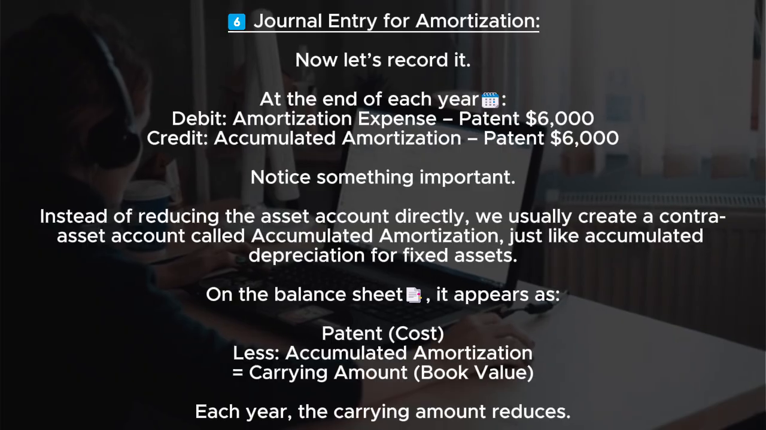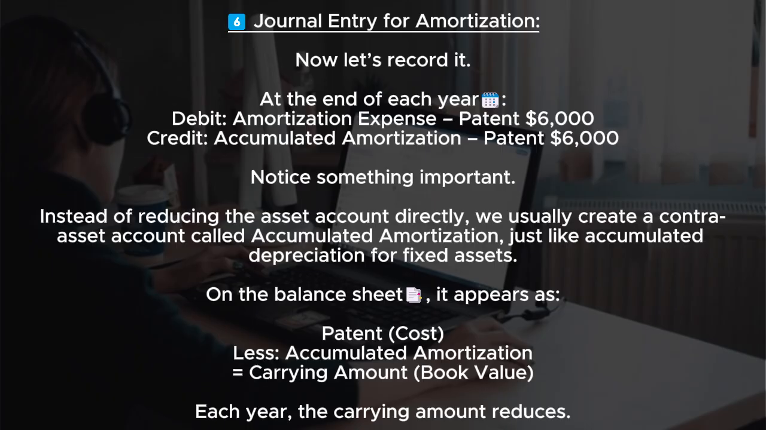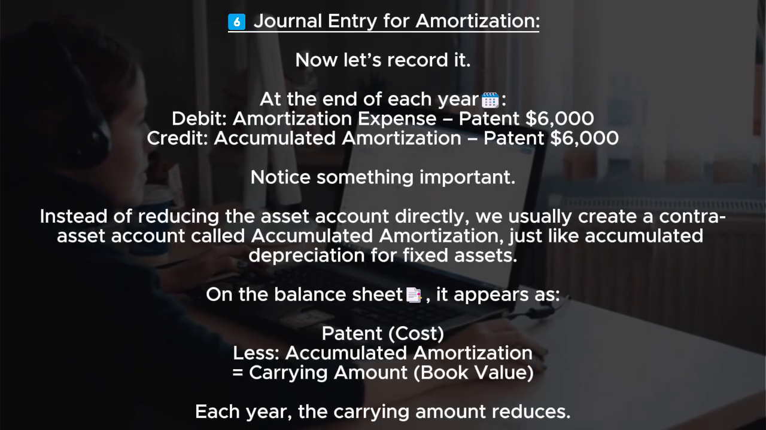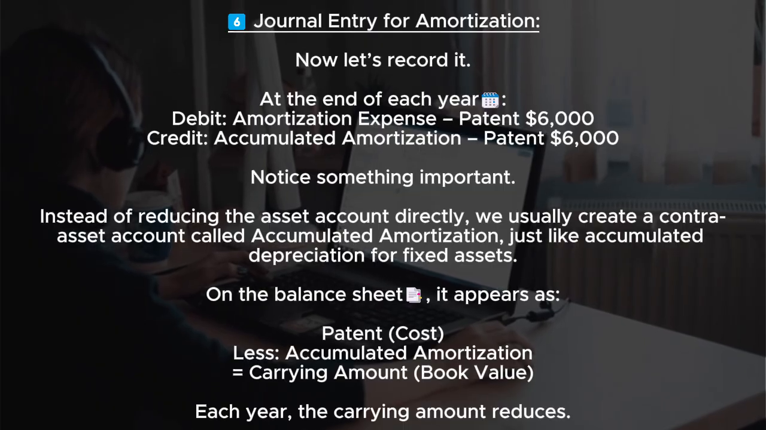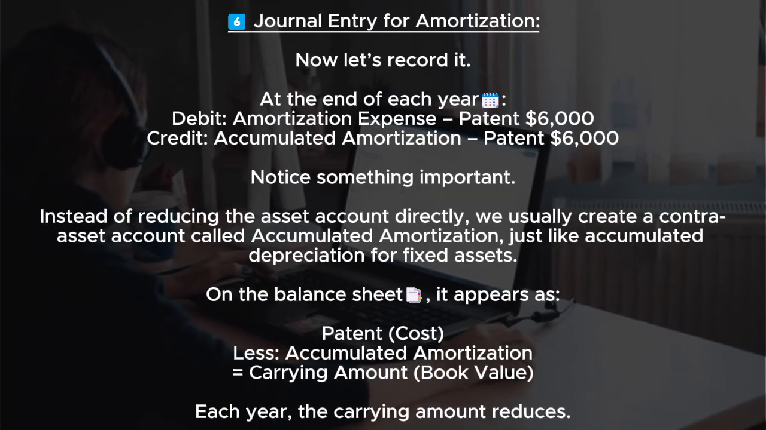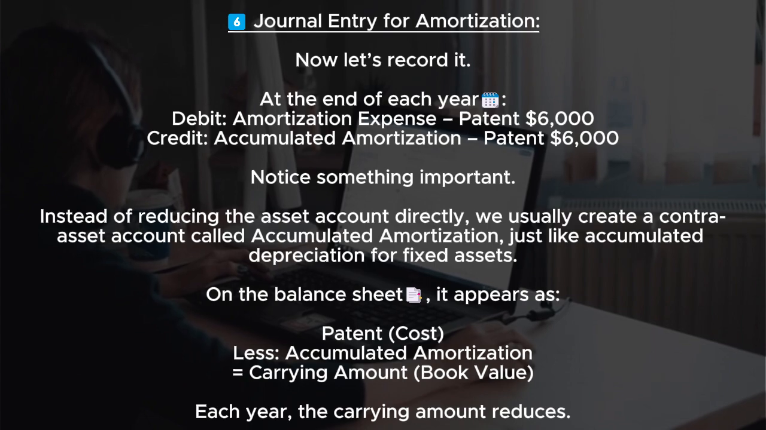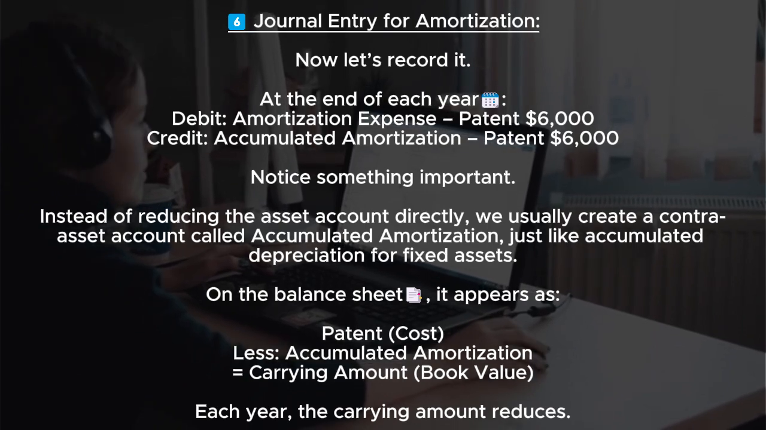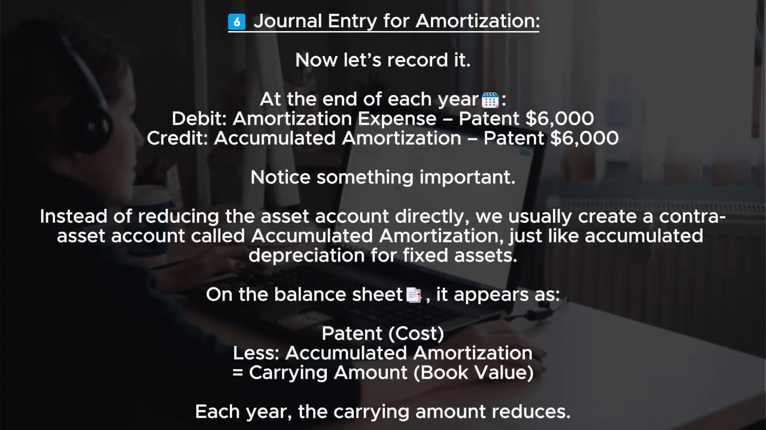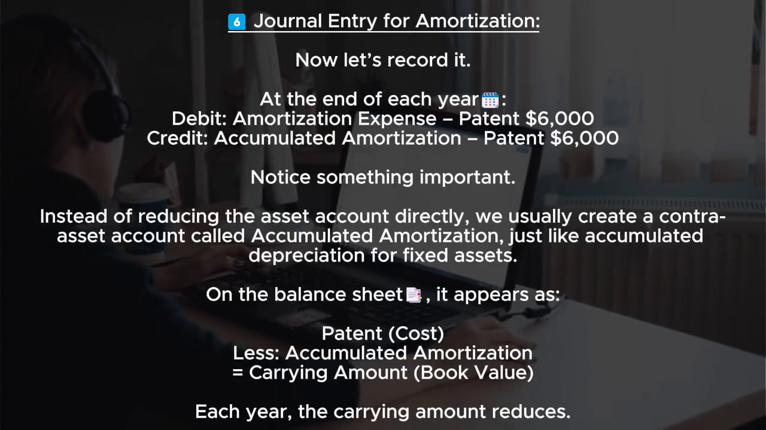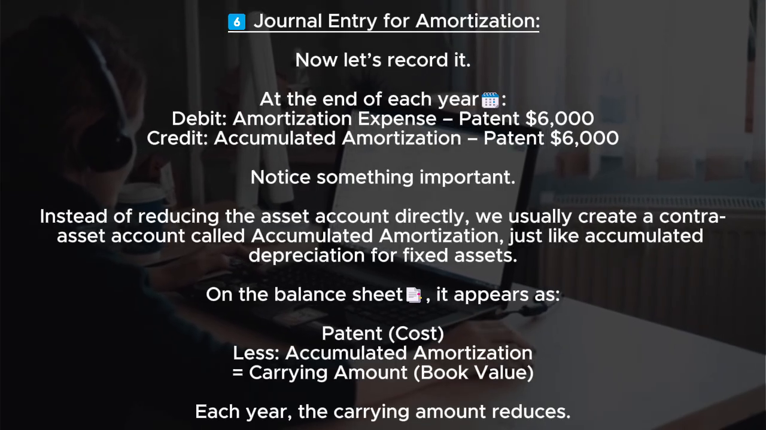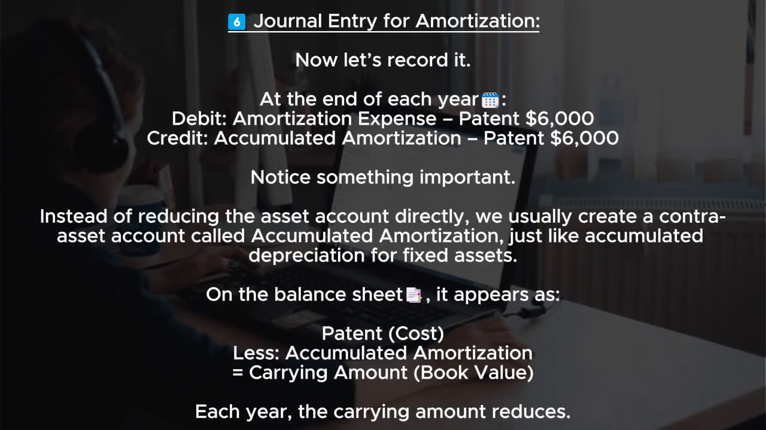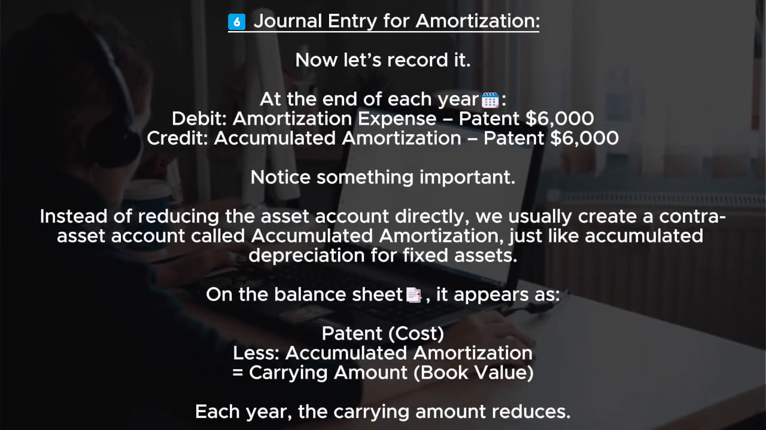6. Journal entry for amortization. Now let's record it. At the end of each year, debit, amortization expense, patent $6,000. Credit, accumulated amortization, patent $6,000. Notice something important. Instead of reducing the asset account directly, we usually create a contra-asset account called accumulated amortization, just like accumulated depreciation for fixed assets. On the balance sheet, it appears as patent cost less accumulated amortization equals carrying amount, book value. Each year, the carrying amount reduces.